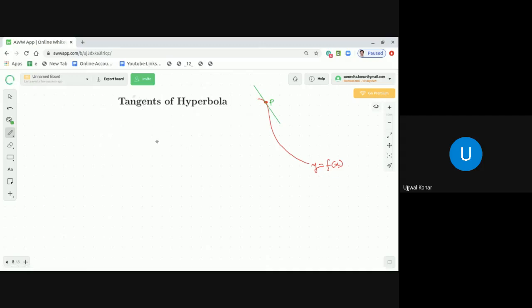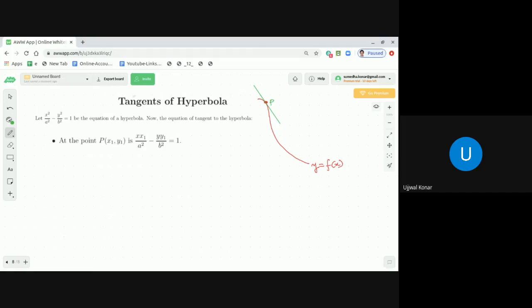Now, for the equation of the tangent to the hyperbola, there will be two different types of points, dear students. The first one is a point with coordinates x1, y1. In that case, what will be the equation of the tangent? The equation of the tangent will be x x1 by a squared minus y y1 by b squared equal to 1.